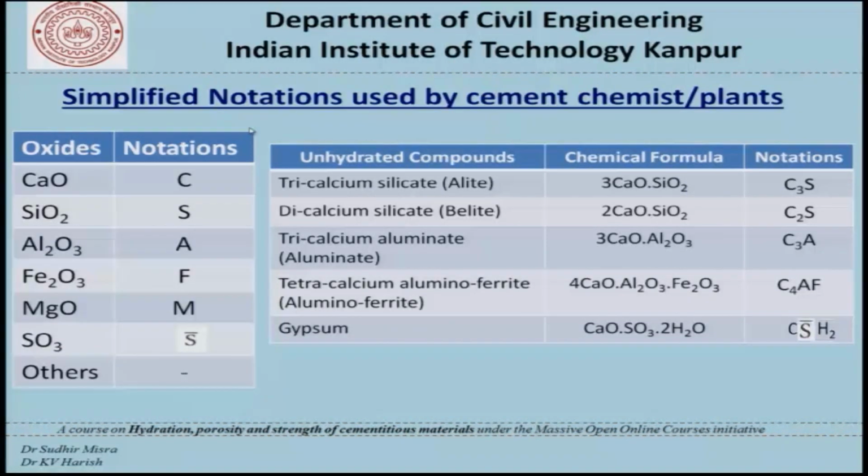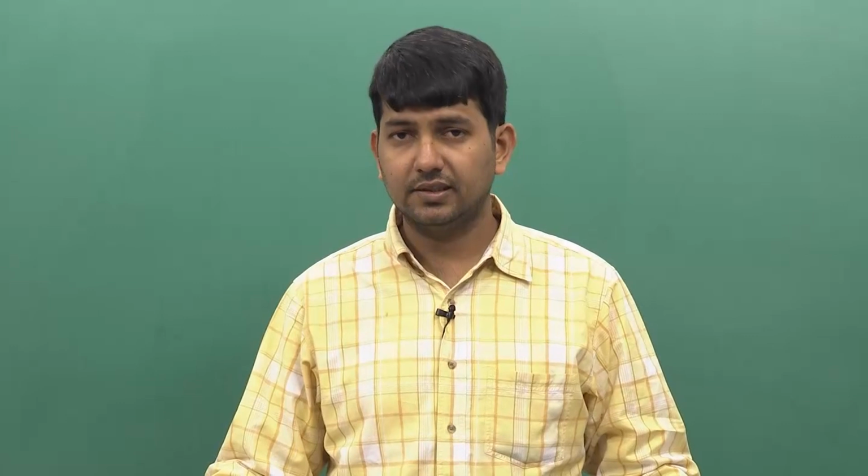Some simplified notations that are used are as follows. The oxides, namely calcium oxide, will be abbreviated as C, silicon dioxide as S, aluminum oxide as A, iron oxide as F, magnesium oxide as M and sulfur trioxide as S bar. You also have compounds present in Portland cement and remember that oxides do not exist as oxides in Portland cement, rather they exist as compounds.